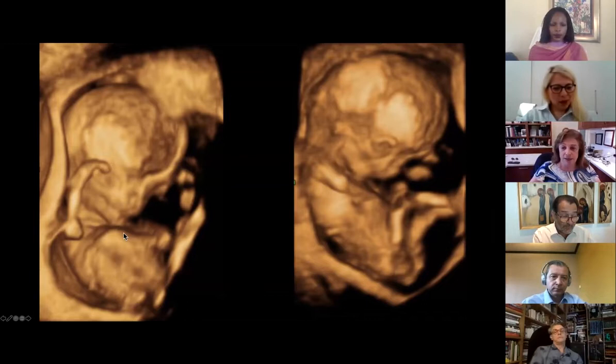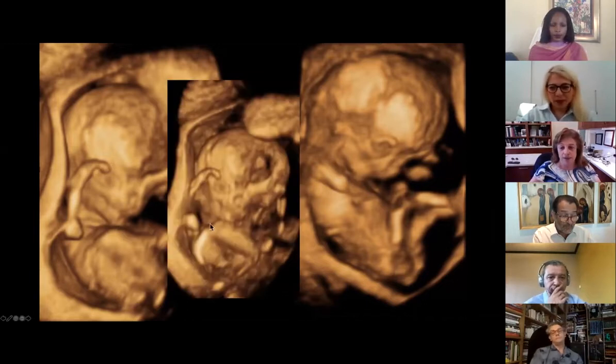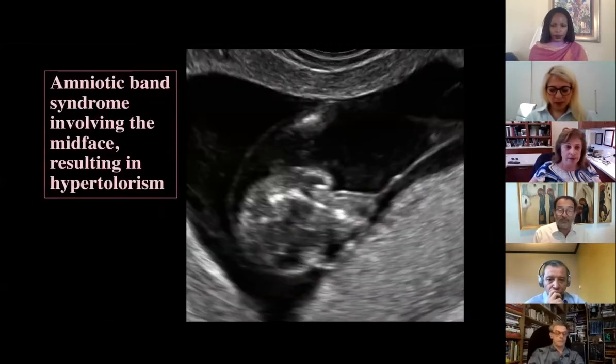This is a 3D example. And if you look at how the eyes are far apart here, it looks like an elf in a sense. And it gives you the impression that in fact the eyes are too far apart. And in this case, you can see how the body is very small for the size of the head, in this case of triploidy.